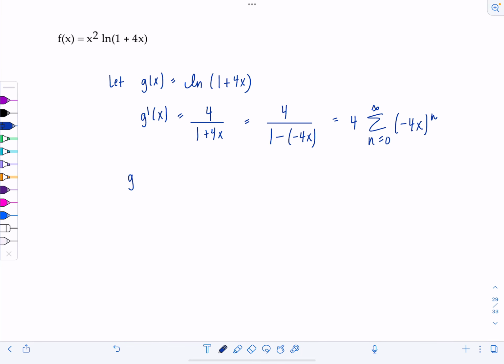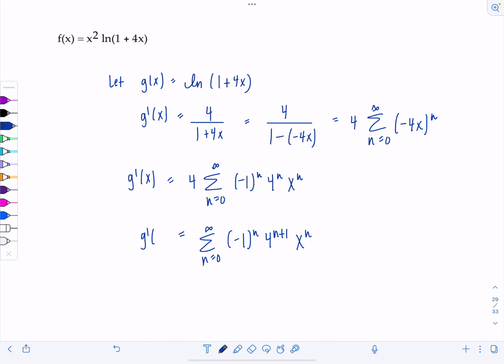So that means g prime of x equals 4 times the sum, n equals 0 to infinity. Break up that negative 4x to the n. It's negative 1 to the n, 4 to the n, x to the n, which is, now bring that little 4 inside. He's so lonely. So now we have 4 to the n plus 1, x to the n. This is g prime. Well, nobody cares about g prime. I want the original. I want g of x.